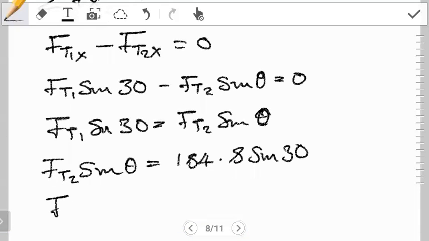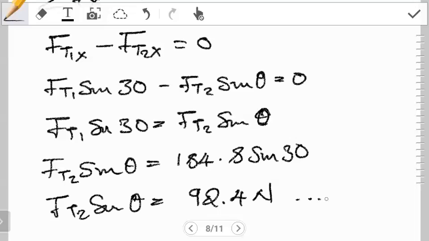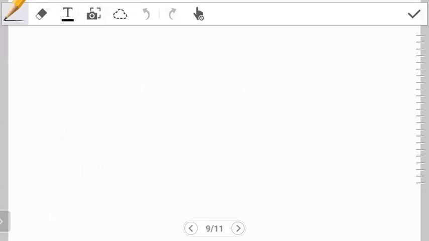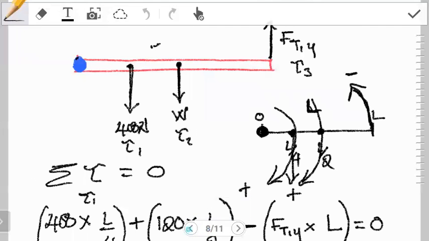This is ft2 sine 30 is equal to, so this can divide and we get 92.4 newtons. So we hold on to this as our first equation, and then let's move on to the sum of the forces in the y-axis. So in the y-axis, if we go back to our diagram to see what forces we have.